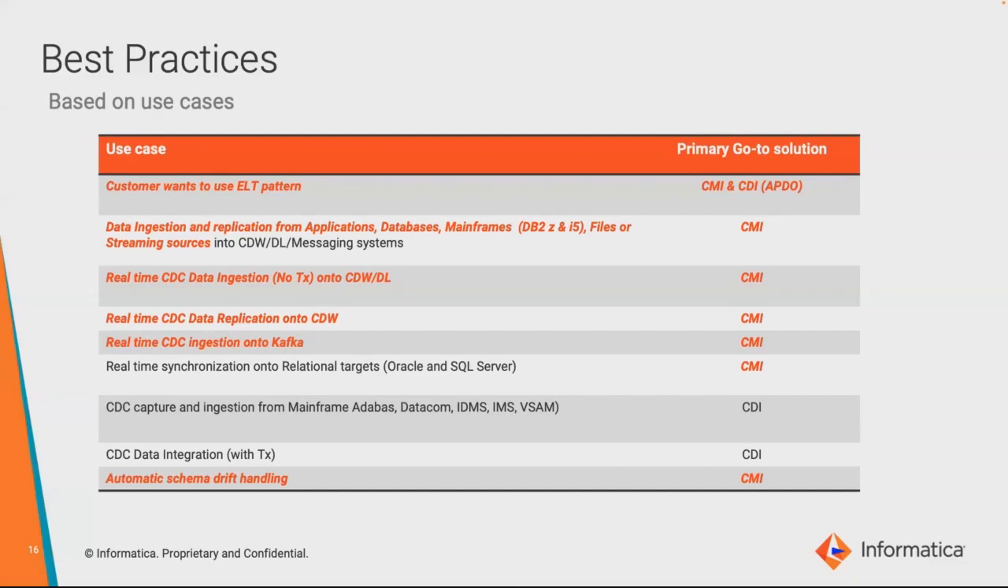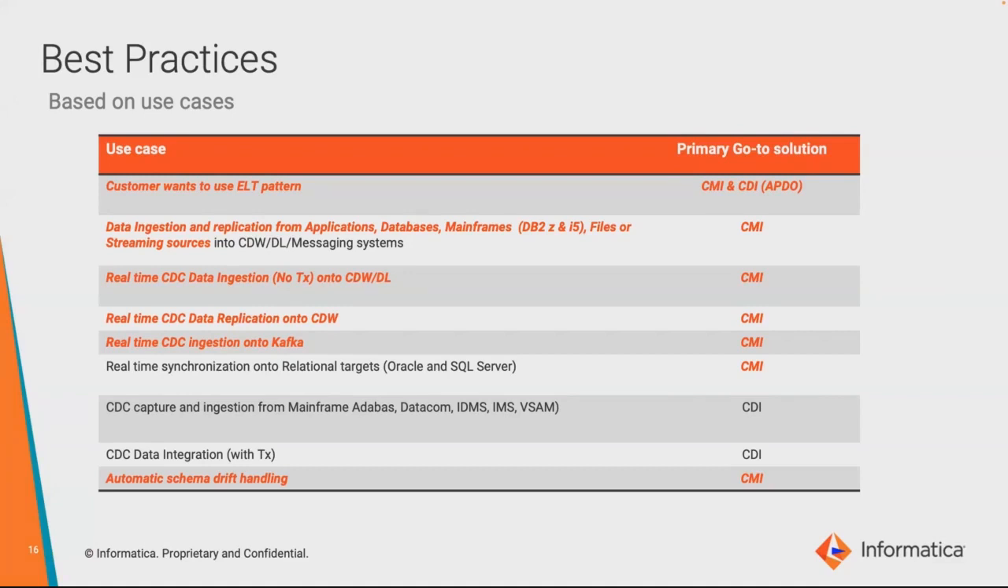Then again, for schema drift, which is one important capability which CMI has, if at all there is a use case where you see the source having schema changes done, and you want to replicate those changes onto the target automatically, I would say CMI would be the best fit solution for such use cases.